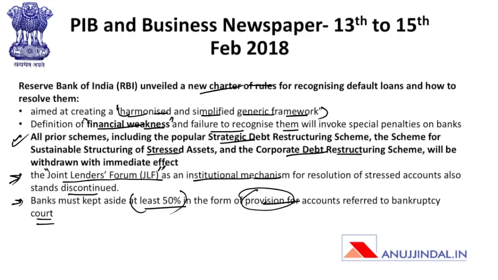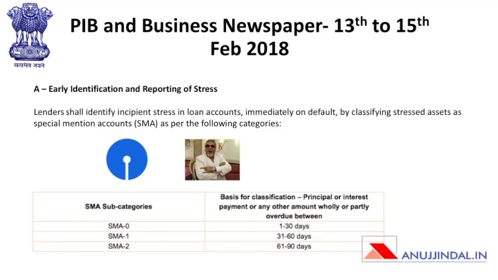Now let's get into details and talk about all the provisions one by one according to certain classifications that we have made. These were the specific and very clearly defined rules that the RBI had created. Now we are going to talk about something more technical and something more difficult to understand. Number one, rules for early identification and reporting of stress.